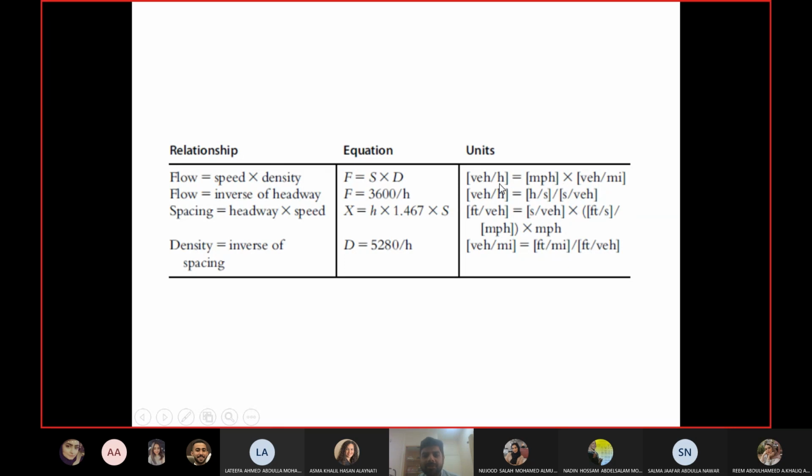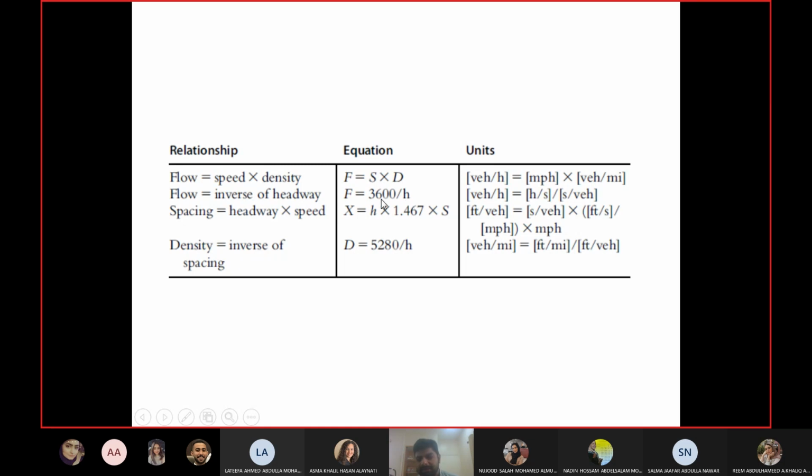Vehicles per hour is flow, miles per hour is speed, and vehicles per mile is the density. Then flow is the inverse of headway. We have learned all these relationships in the traffic engineering course; we are not discussing anything new. So F equals 1 upon H, where H is the headway.